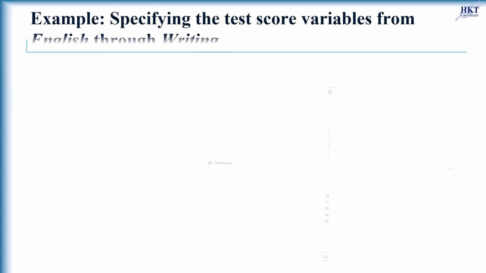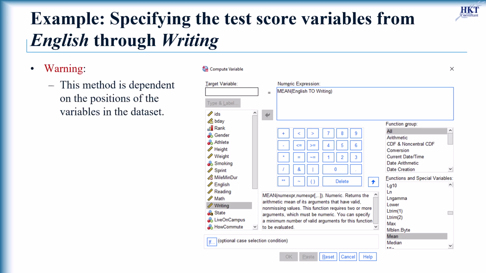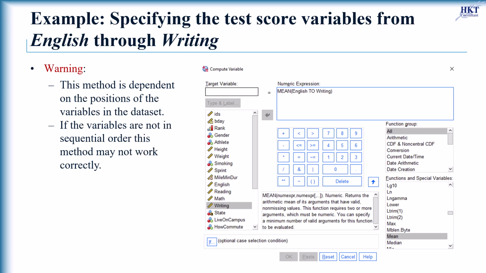For example, you can specify all the test score variables from English through writing, without having to type each variable name separately. One important thing to keep in mind is that this method depends on the order of the variables in your dataset. The variables must be arranged sequentially. If they aren't, the to keyword may not produce the results you expect.